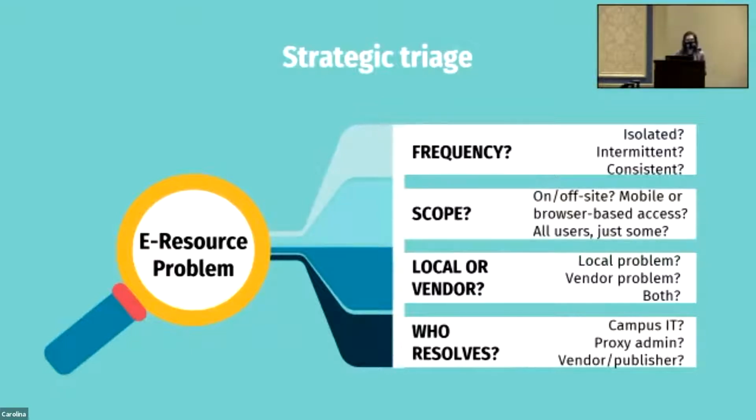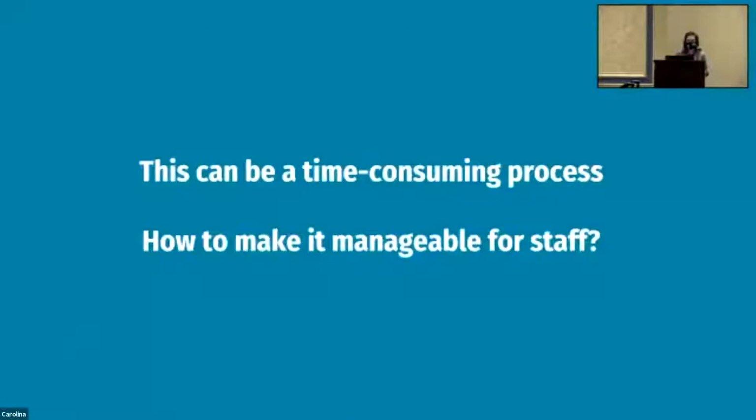Then you'll look at whether this is probably a local issue, vendor issue, or both. Sometimes it's the interaction. Sometimes it's something you may be hosting locally where you'll need to start there perhaps. That all leads to who's going to resolve the issue, who you're going to hand it off to next, whether that may be your campus IT department, your proxy admin, or the vendor or publisher to help resolve it further.